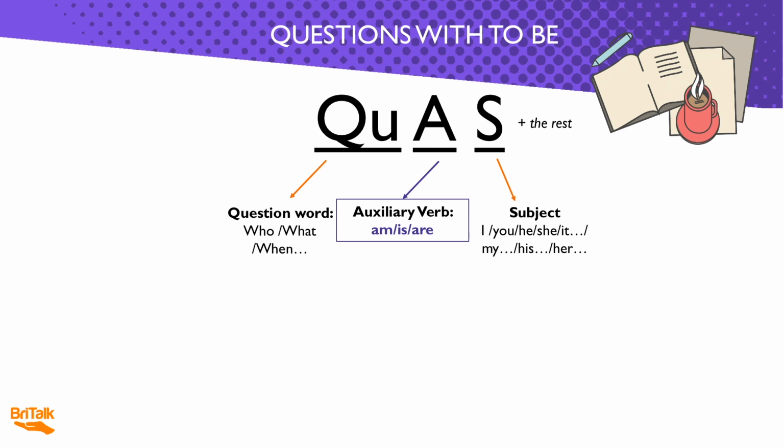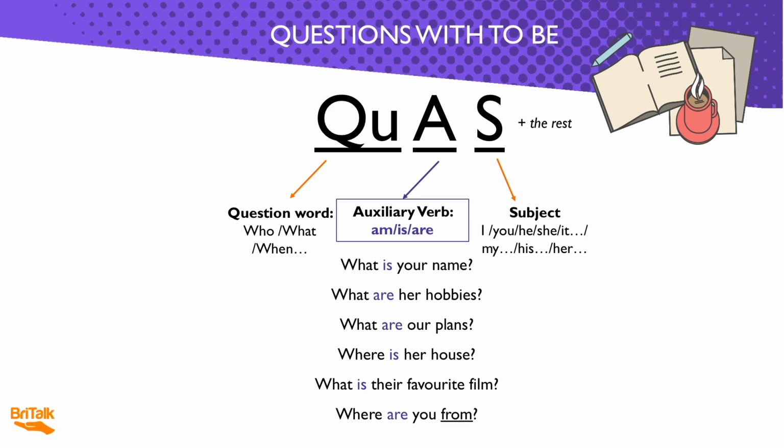Let's look at some examples together. What is your name? What are her hobbies? What are our plans? Where is her house? What is their favourite film? Where are you from? So pay attention, prepositions go at the end of the question.